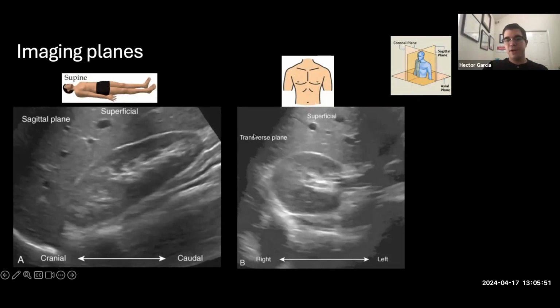And then if we are in the transverse plane, we read it the same as a chest x-ray. On the left is going to be the patient's right, where the probe is pointing to the patient's right. And then on our right is going to be the patient's left. So it's the same way of reading a chest x-ray.